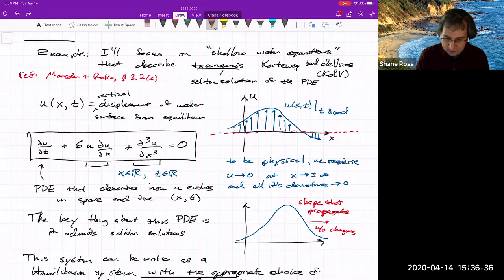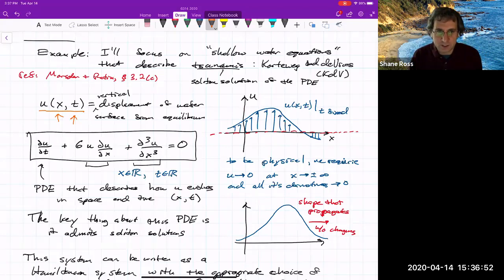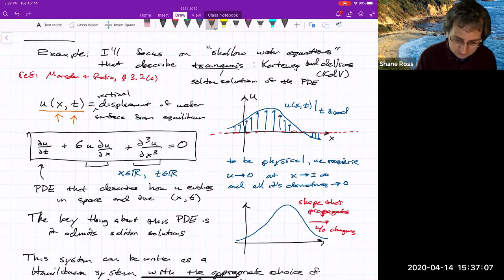The PDE is just a PDE in one spatial dimension and also time. So we're looking at U, which is a function of X and T. This is the vertical displacement of water from an equilibrium. And to be physical, this solution goes to equilibrium. Everything goes to zero, including the derivatives out at infinity. And the PDE looks like this. So we have a part that depends on time. We've got a nonlinear interaction part.